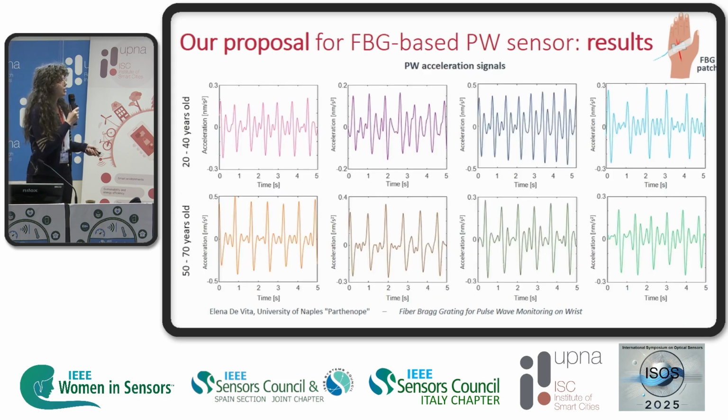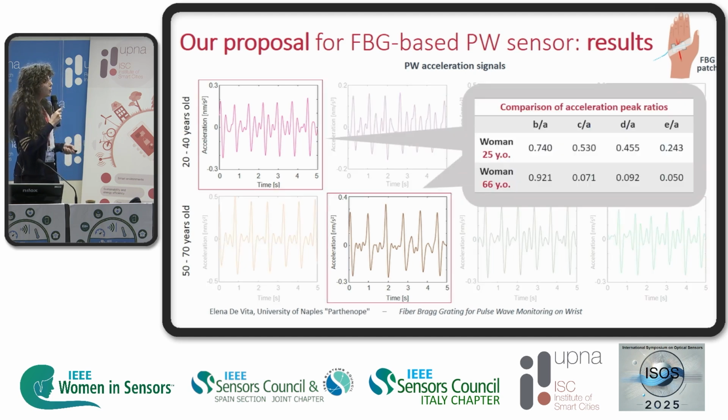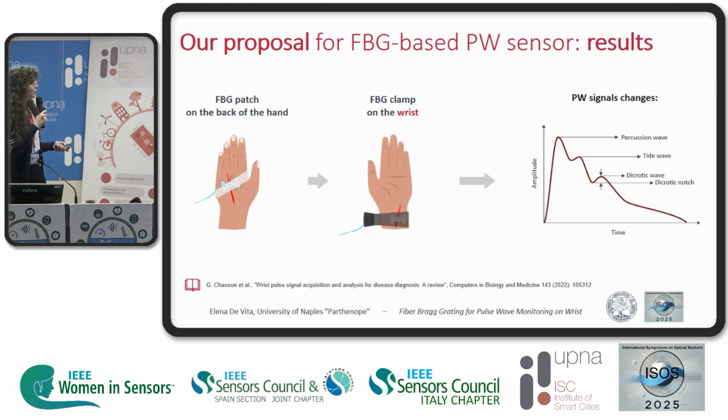And this is what we did for the same volunteers. So before, we calculated the acceleration signals, and we can see the similarity with respect to the theoretical waveforms. And we calculated these ratios, for example, comparing these two subjects. The first one is 25 years old, the other one 66. And as expected from the literature, B to A increases, whereas the other ratios decrease with age.